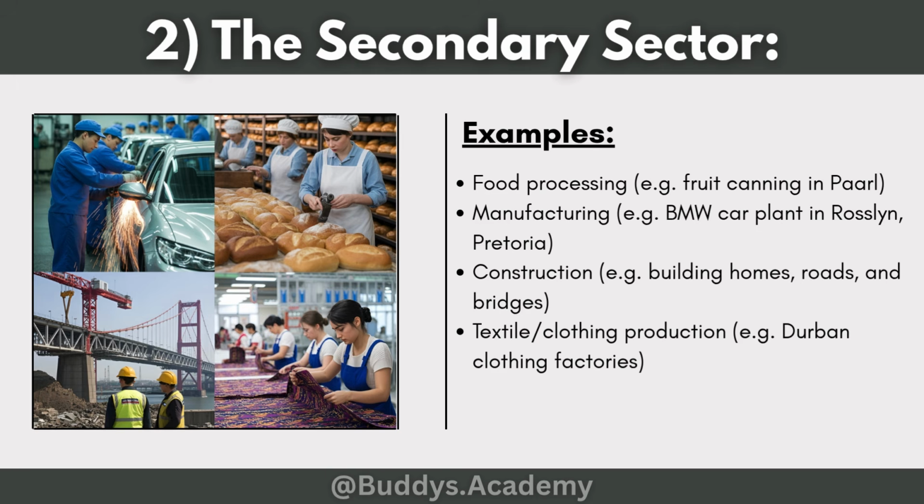Examples will be food processing. Think of fruit canning in Paarl. Another example will be manufacturing. Think about the BMW car plant in Rosslyn, Pretoria. Think about construction, right? Building homes, roads and bridges. And another example will be your textile or clothing production. Think about how many clothing factories Durban has.